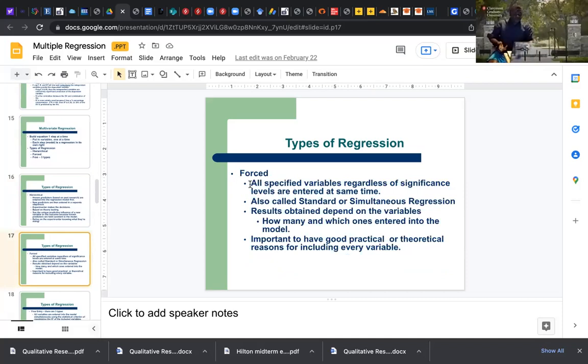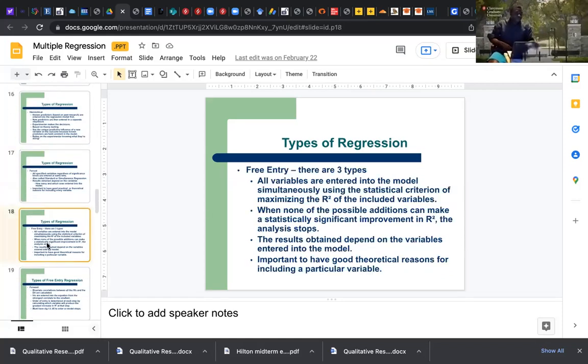So we have a forced entry regression. All variables are entered at once, regardless of the significance level. Remember, the first one, hierarchical, is based on theory. Then there is also standard or simultaneous regression. The results obtained depend on the variables, and how many and which ones you entered in the model. It is important to have a good practical or theoretical reason for including every variable. So it's always based on theory.